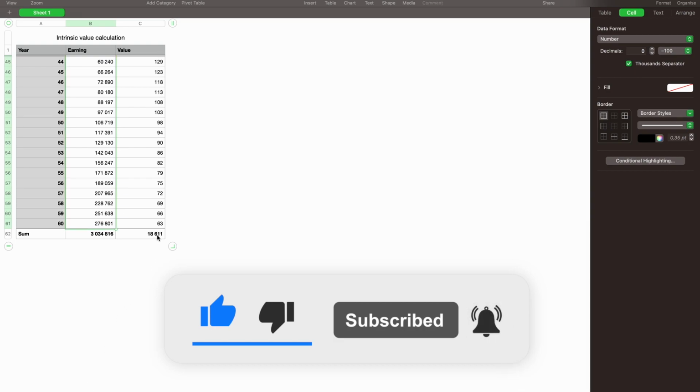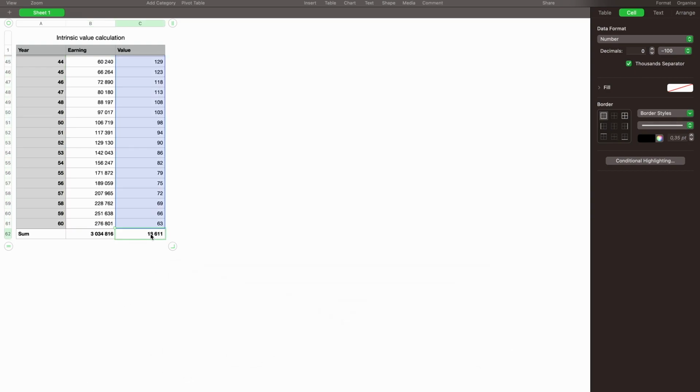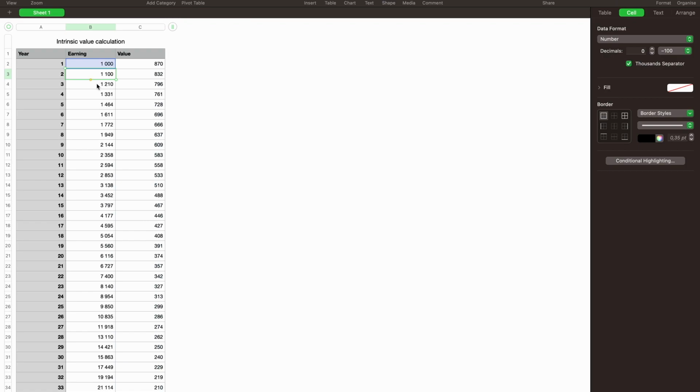So now, as you can see, the intrinsic value has changed. Now, by knowing that this machine can create for me each year 10% more than the last year, this machine is worth to me 18,611. The growth rate of the company.